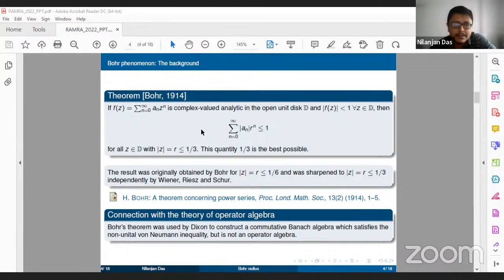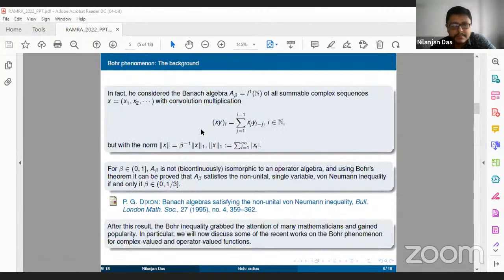It was known for a long time that operator algebras satisfy the von Neumann inequality. But is the converse true? That was a long-standing question, and in 1995, Dixon used Bohr's theorem to construct a commutative Banach algebra that satisfies the non-unital von Neumann inequality but is not an operator algebra. So the question was answered in the negative by him.